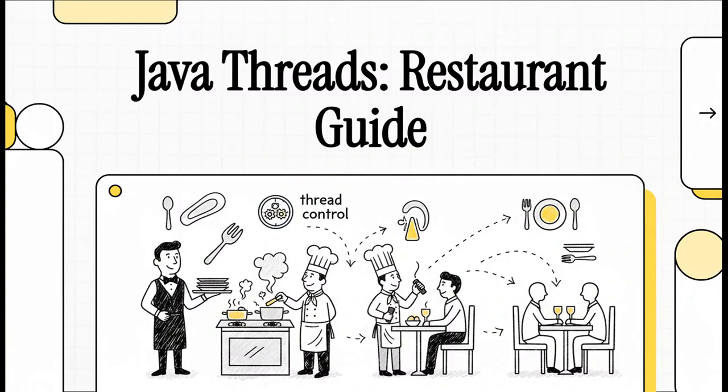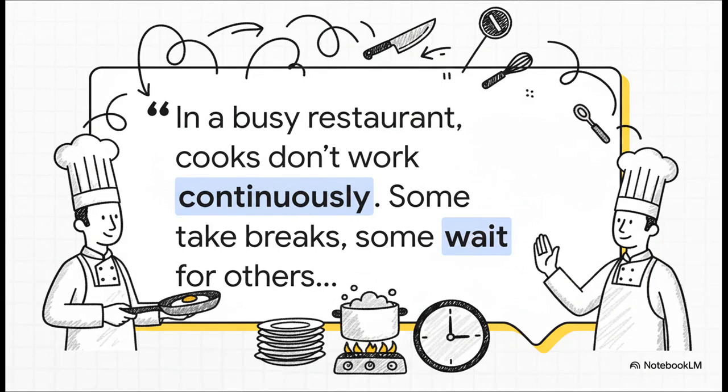All right, today we're going to tackle Java thread control, but let's forget the dry textbook stuff for a bit. Instead, we're going to imagine we're running a super busy restaurant. You'll see, managing cooks in a chaotic kitchen is actually the perfect way to understand how Java manages its threads. And that's really the core idea here.